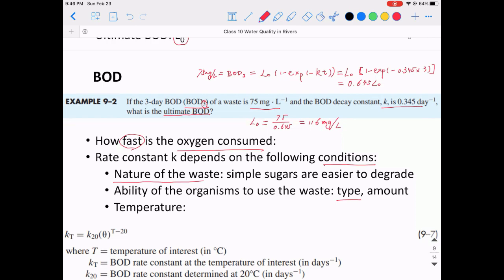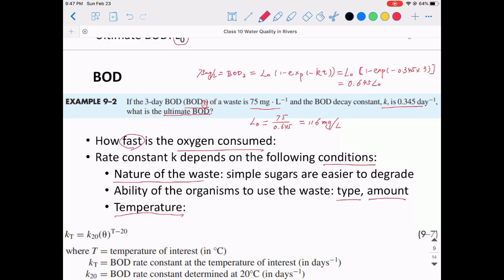For example, it depends on the type of the organism, because we know that specific types of bacteria can target, or can easily degrade, very complicated organic materials. But most of the bacteria or these organisms cannot degrade that easily. It also depends on the amount of these microorganisms in the water. And of course, it depends on the temperature.